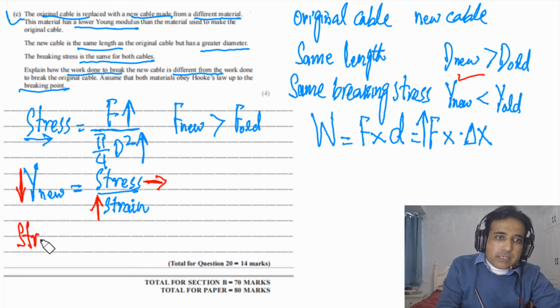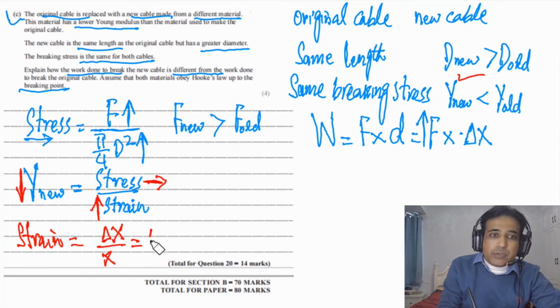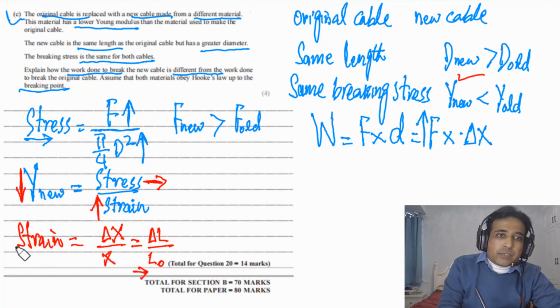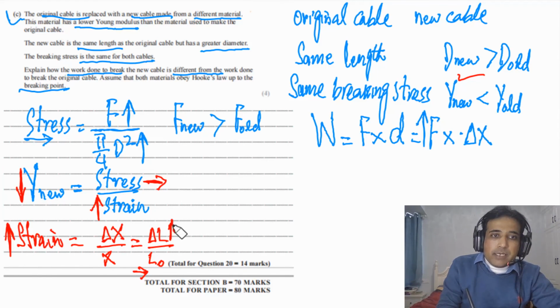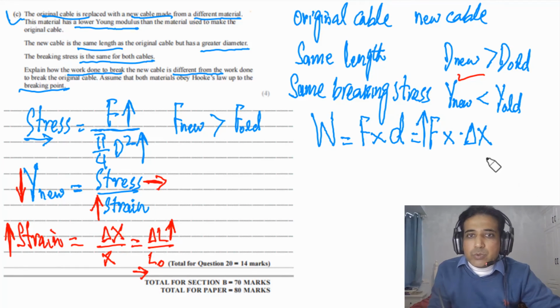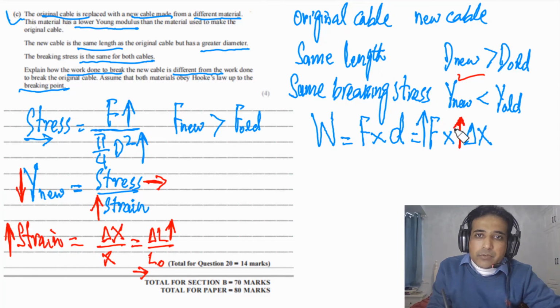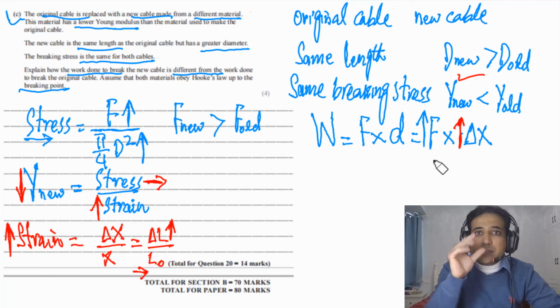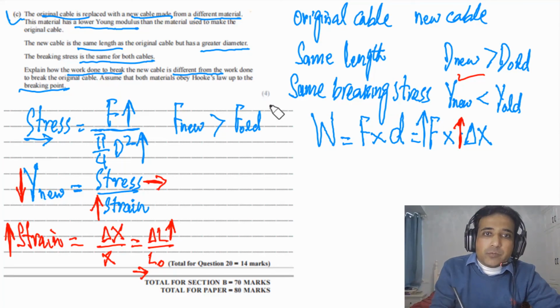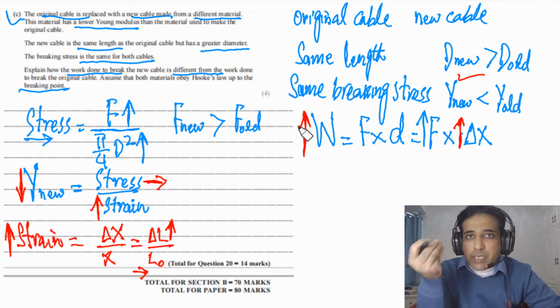And strain is equal to extension delta x over x, or we can say delta L over L. You can also write this as the extension divided by L original. They have the same length, but strain is greater, it means delta L is greater. We can also say delta L or delta x, it means extension. So extension is greater, force is greater, it means work done on the new cable is greater. So this is how you can answer this question.